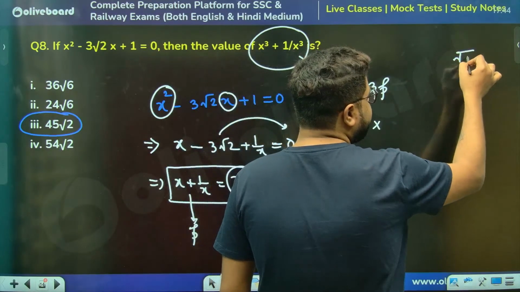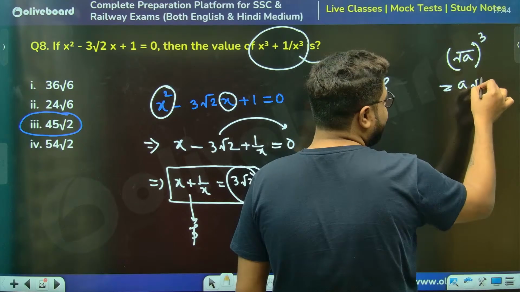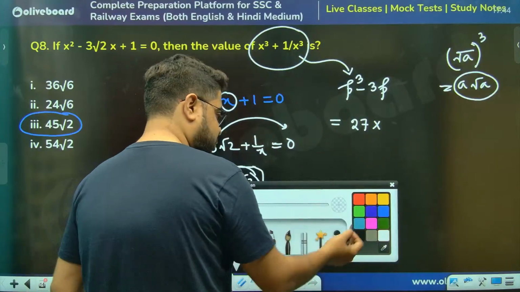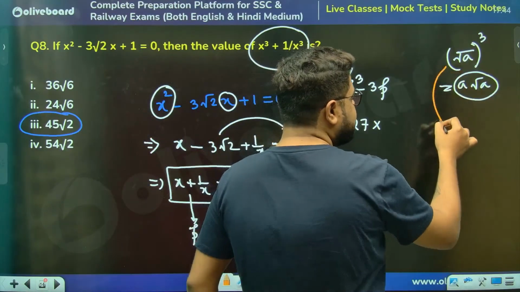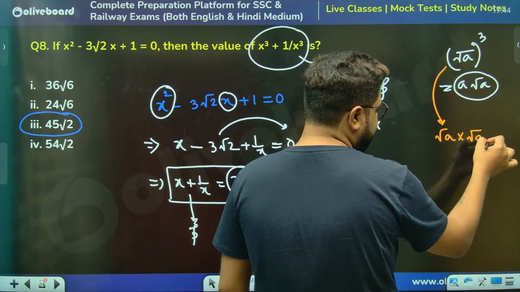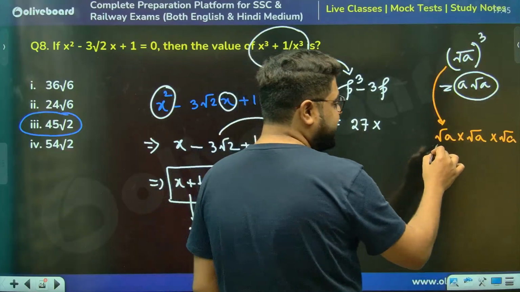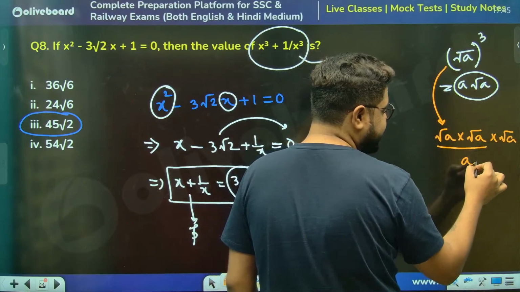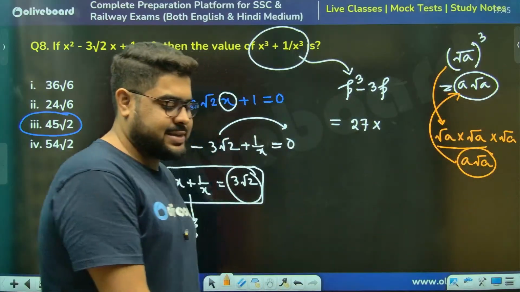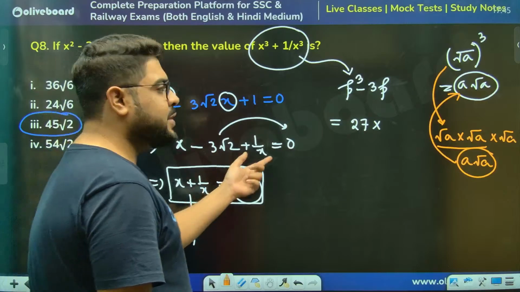Root a of anything, if I take whole cube, it is always a root a. If you want to know why, root a whole cube means root a into root a into root a. Cube means 3 times multiplication. 2 times multiplication gives you a, and this is a root a. That is the exact reason why we write this. So now 3 cube is 27.